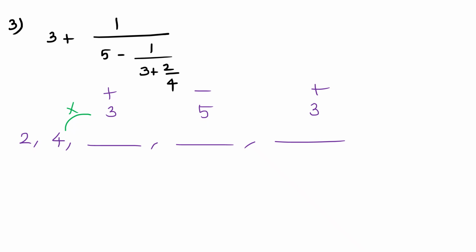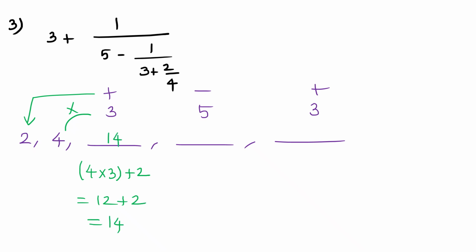Then you have to multiply. 4 into 3 you will multiply. Then you have to add it with the previous number. So I'm going to get 4 into 3, then plus 2. That is 12 plus 2, which is 14. So I'll write it here, 14.